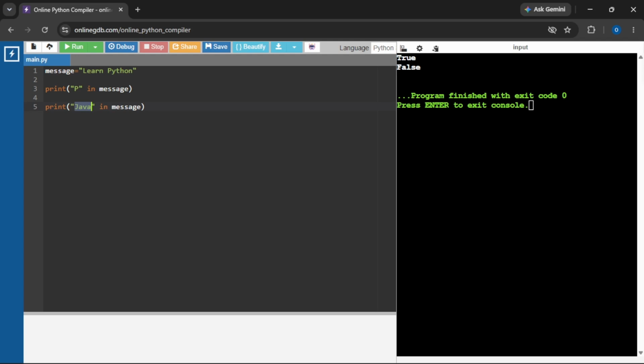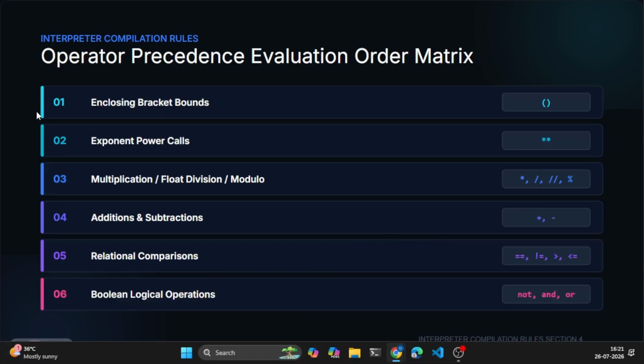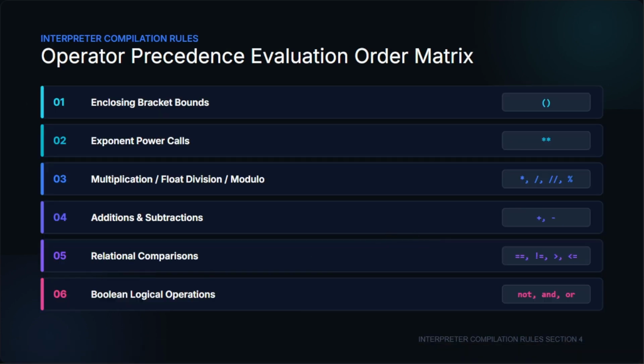Now we have almost covered the major types of operators in Python. There is just one more important concept left. Sometimes an expression can contain multiple operators. So which operator will be evaluated first? That's called precedence of operators.